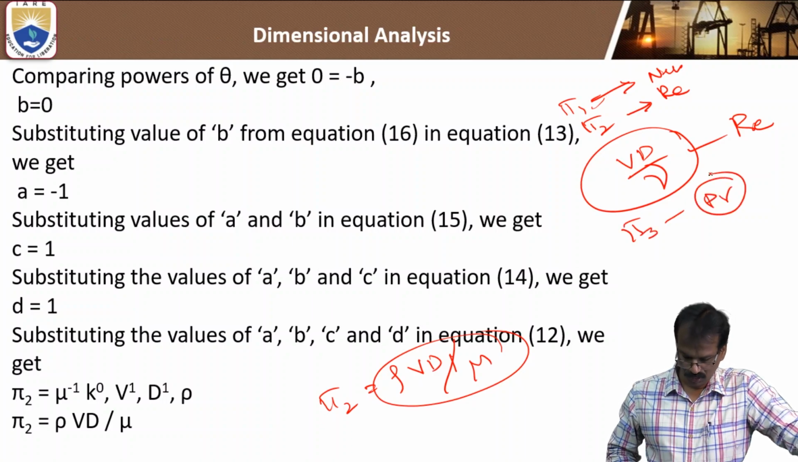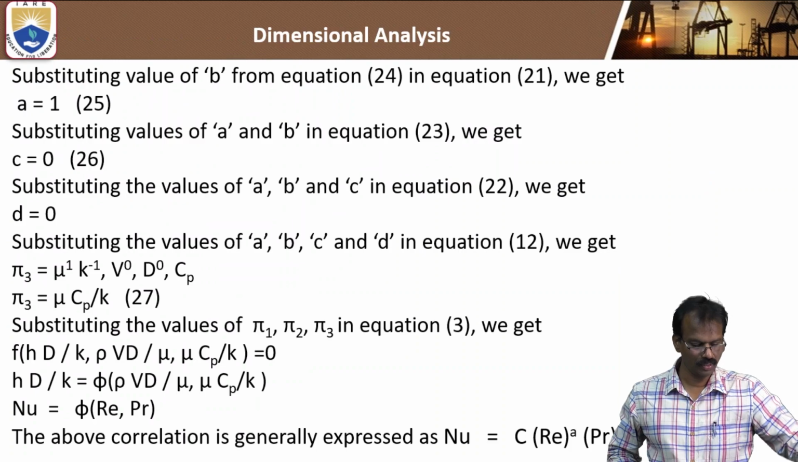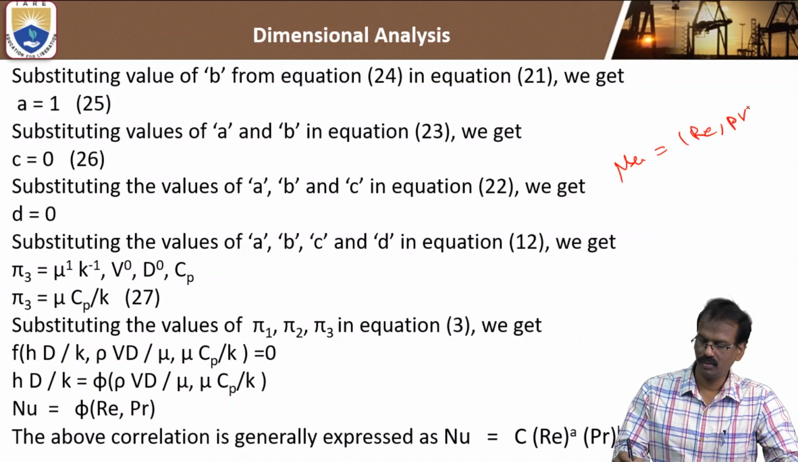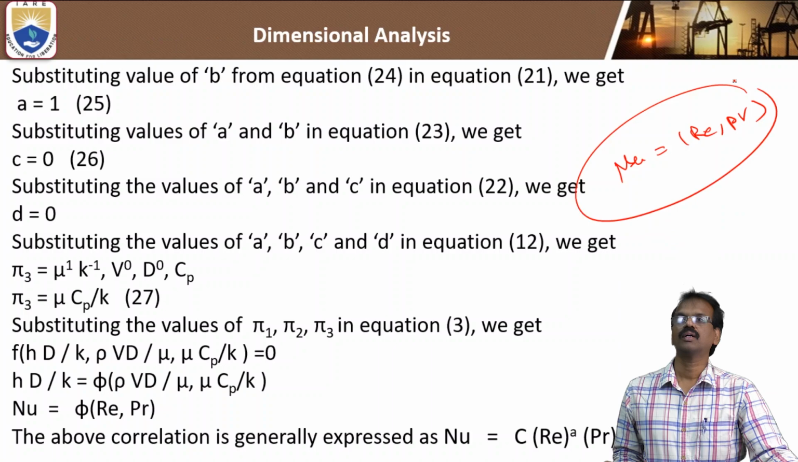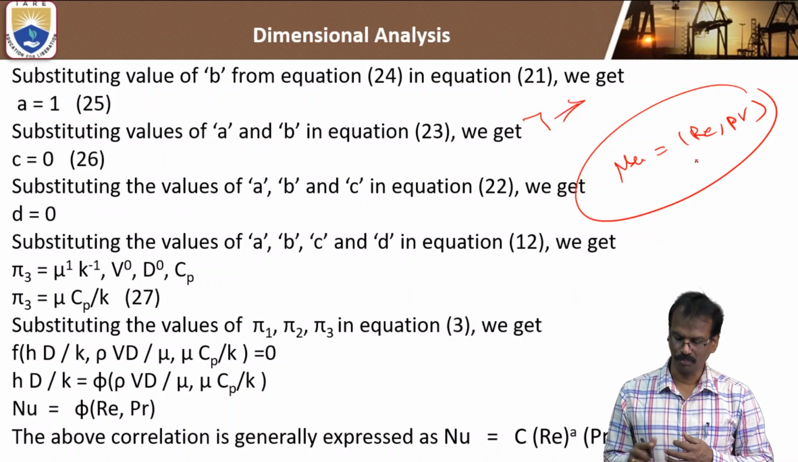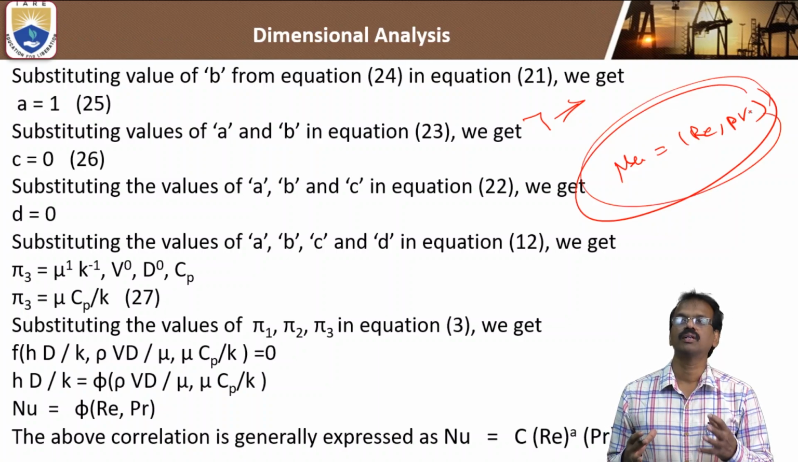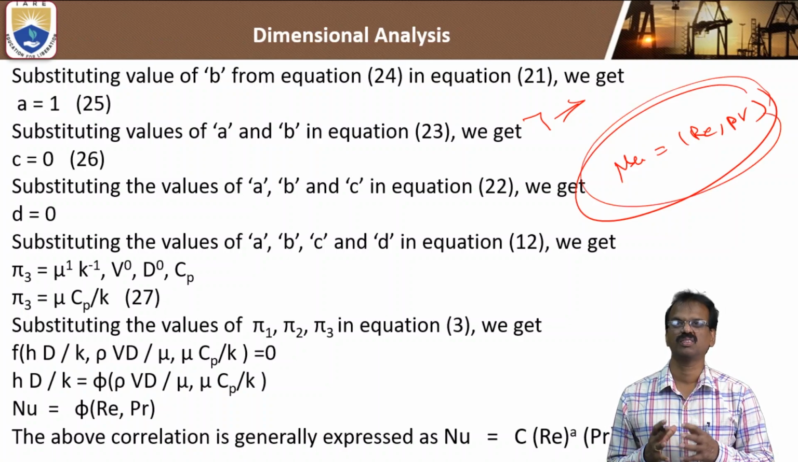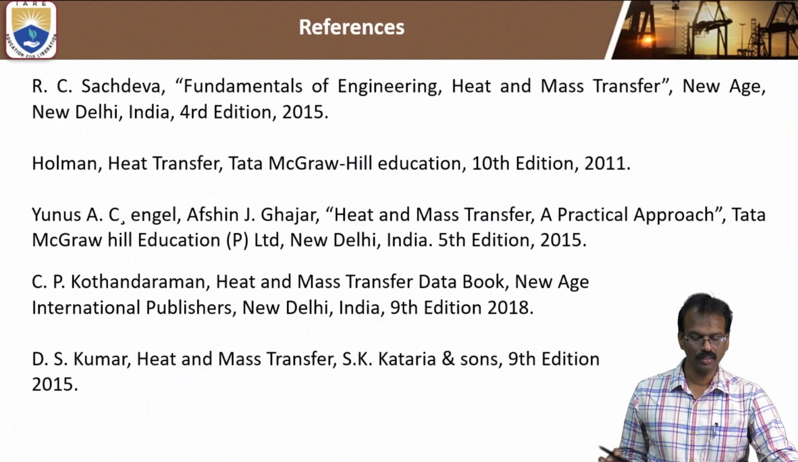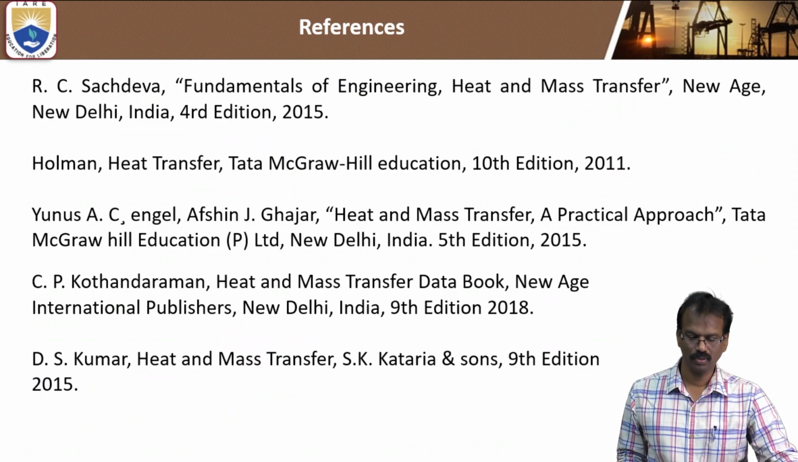Okay, so we can see the relationship between these things. Nusselt is equal to a function of just the multiplication of Reynolds and Prandtl. So in this way, we can convert 7 variables into 3 dimensionless groups. By using these dimensionless groups, we can study the convection process, mainly the forced convection process. Okay, so these are the different textbooks we can refer to, to understand and solve the different dimensionless number problems.